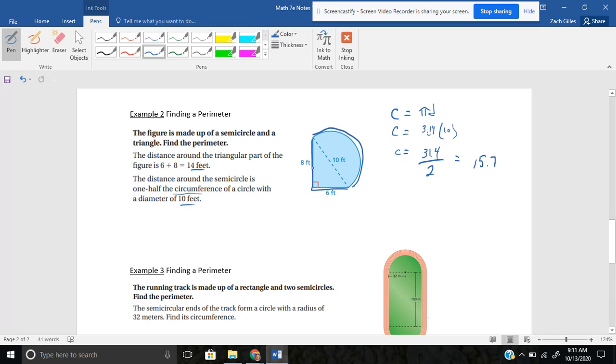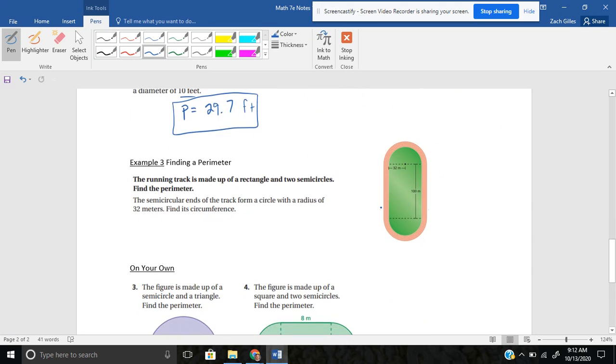So if we take our 8 plus 6 plus 15.7, that should give us our perimeter. Adding those numbers up, you should arrive at 29.7, and we do have a label this time. It's feet. All right.